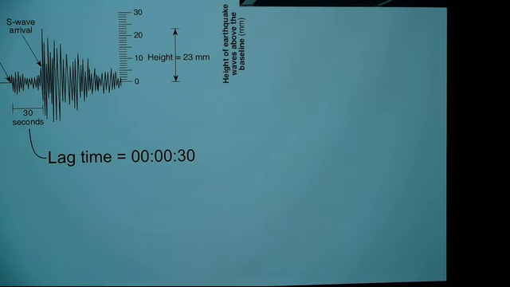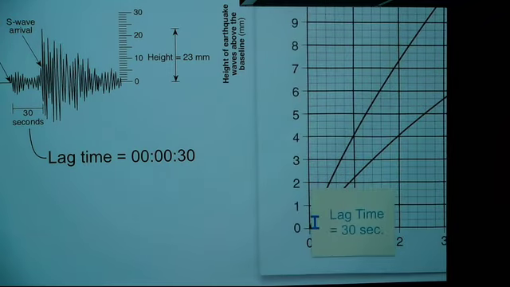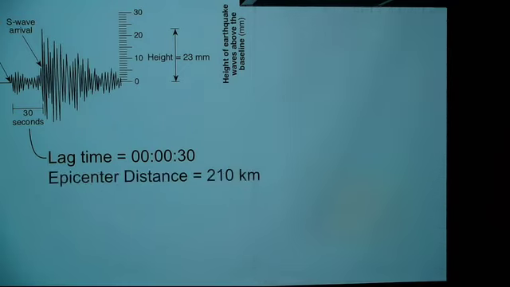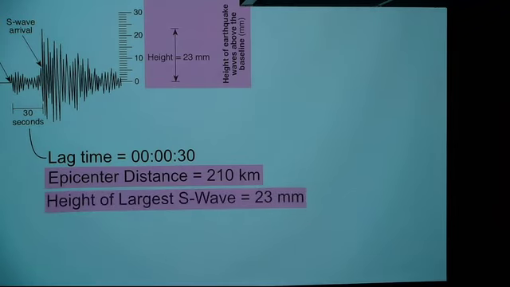Let's pull out our travel time chart, the same chart we looked at previously, and a piece of scrap paper so we can mark off the lag time. All we need to do now is wedge it in between the two curves until it fits. At which point, we go down the edge of our scrap paper and notice that the distance is 210 kilometers. Let's add that to the list of information we know. Now, in order to find the Richter magnitude, we will need that epicenter distance, and we will need one other piece of information, which in this case is the height above the baseline, ours being 23 millimeters.